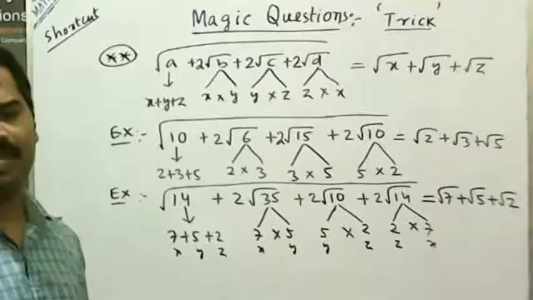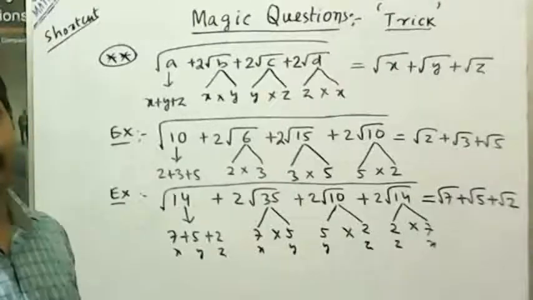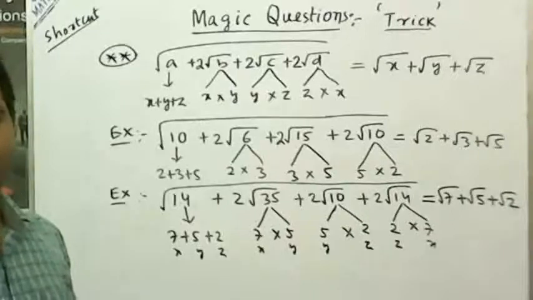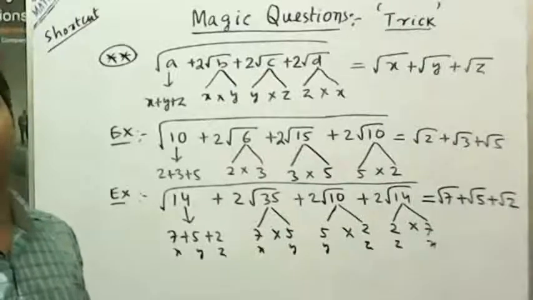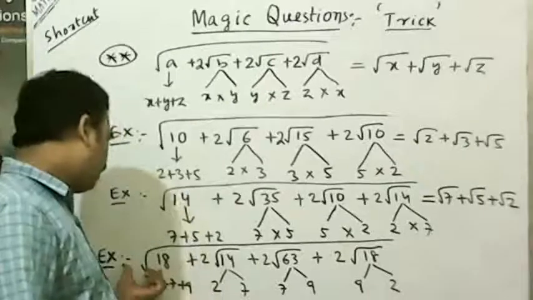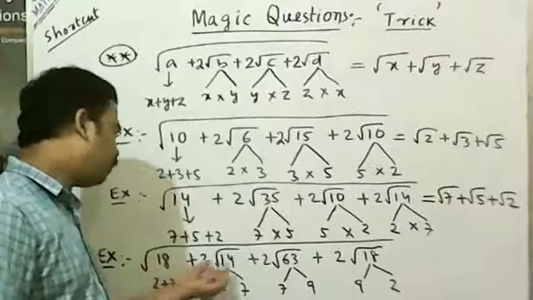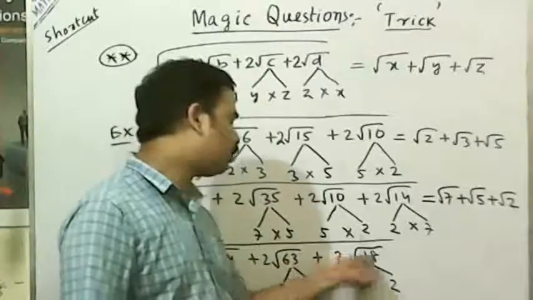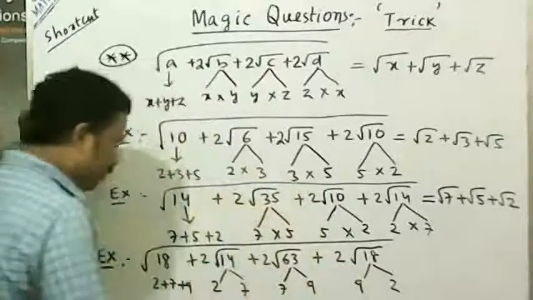√7, √5, √2. This is a very interesting question. You can take another example also: square root of 18 plus 2 into √14 plus 2 into √63 plus 2 into √18.